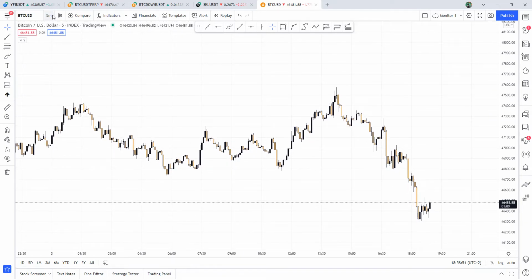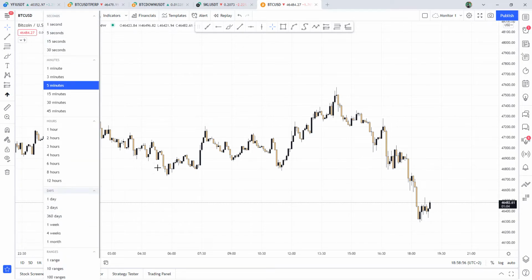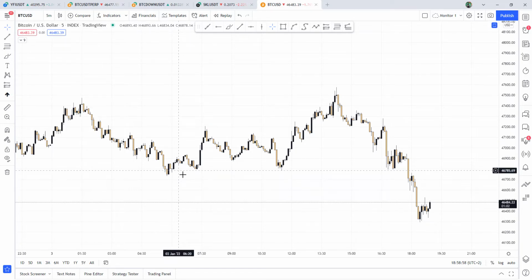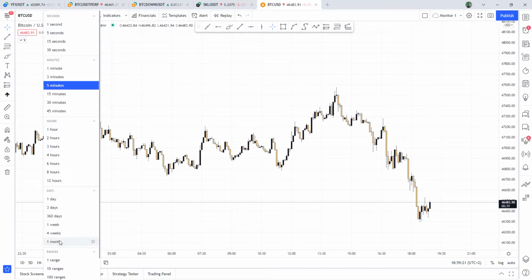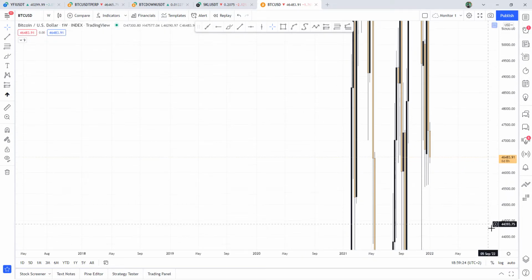So actually, let me start and see how we can draw levels. As I said before, always before entering a trade, always start drawing your levels. This is the first step and is the most important one. And always start from weekly, daily, and lower. So we go on weekly.